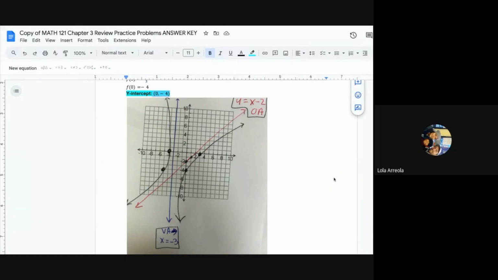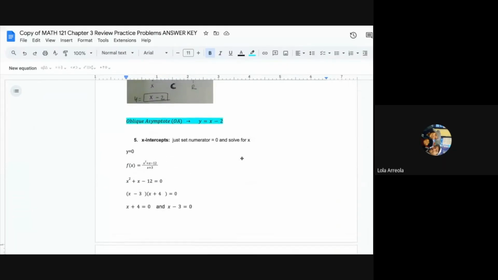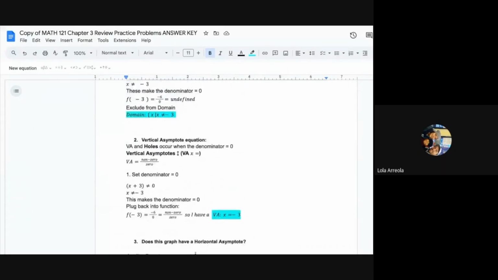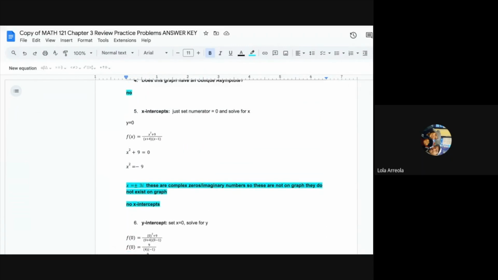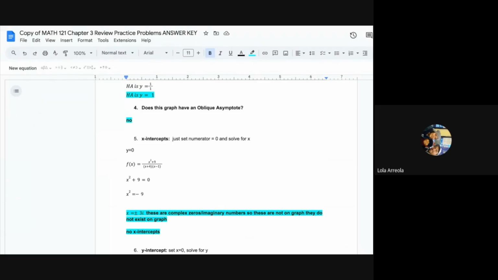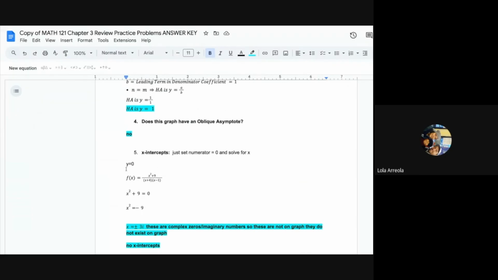So now, let's do the same thing with this other problem. That was problem number 13. Let's do the same thing over here. All right, so to solve for the x-intercepts, again, what do we have to do? Set the numerator equal to 0. So this is my original function. This is my numerator. Set it equal to 0.